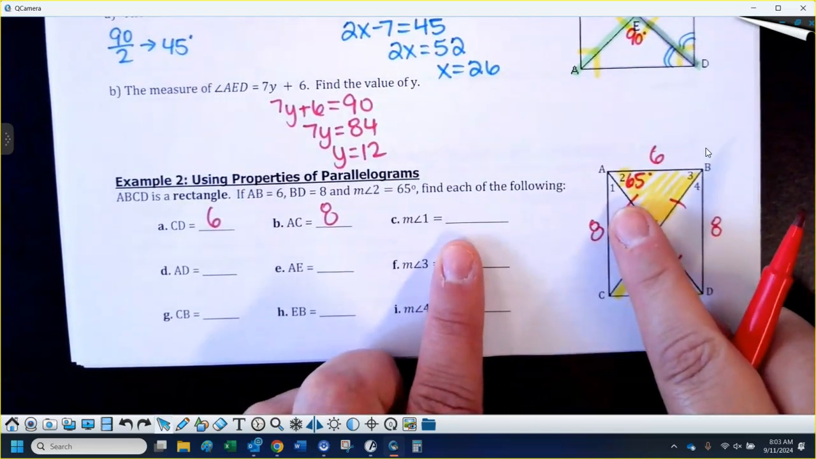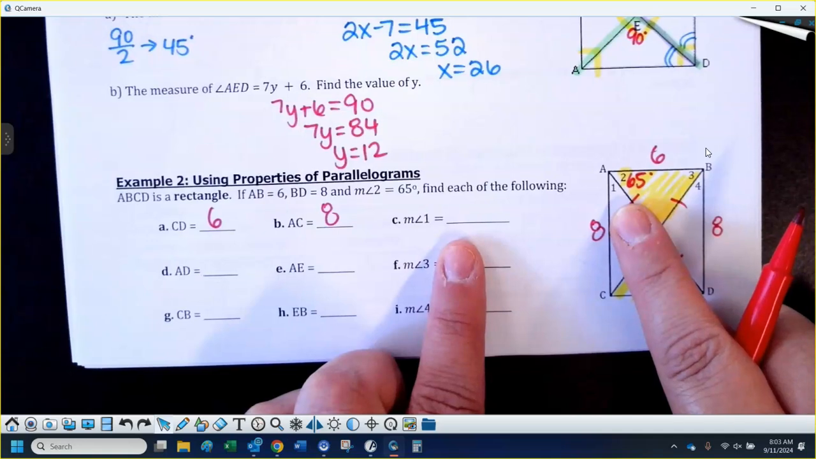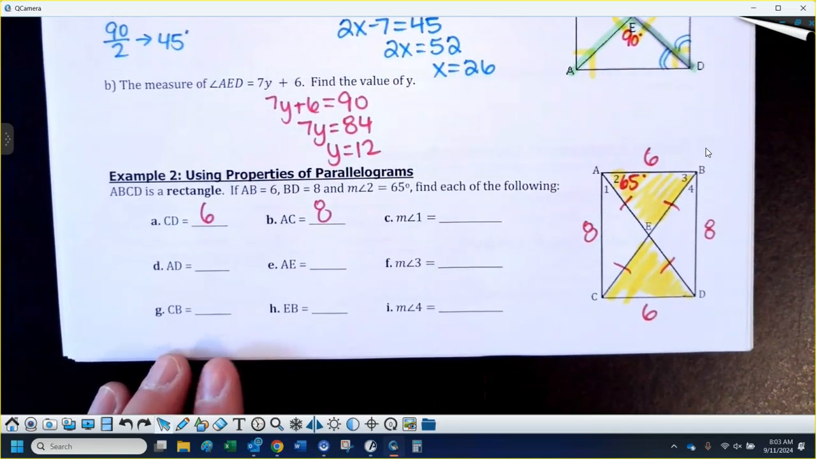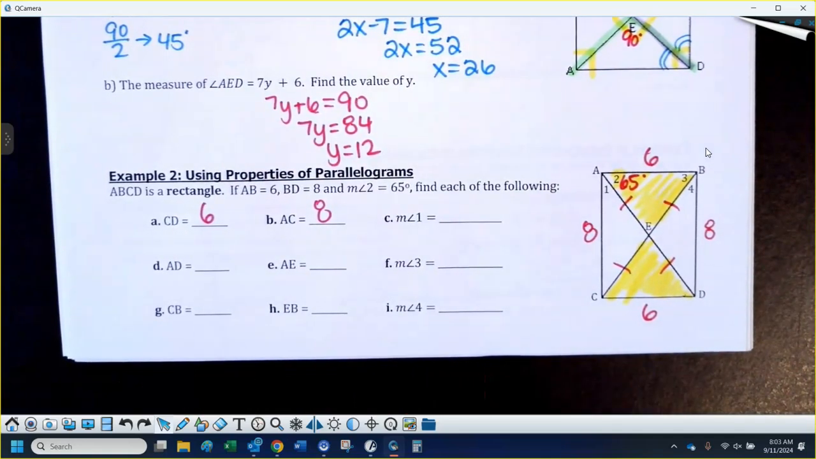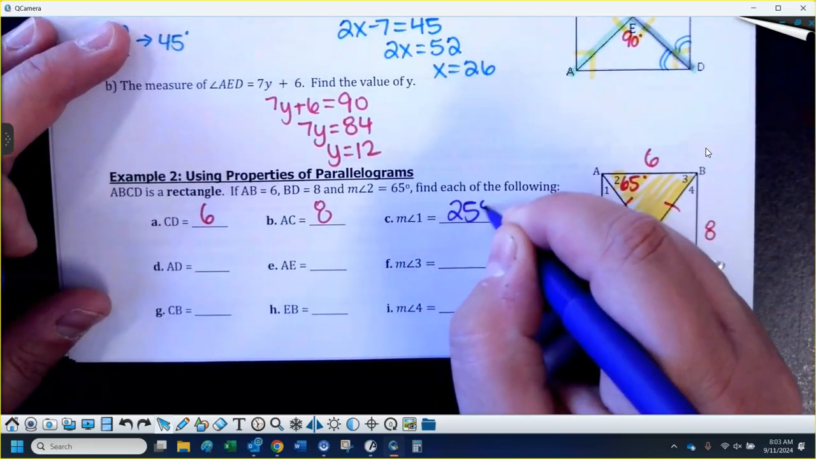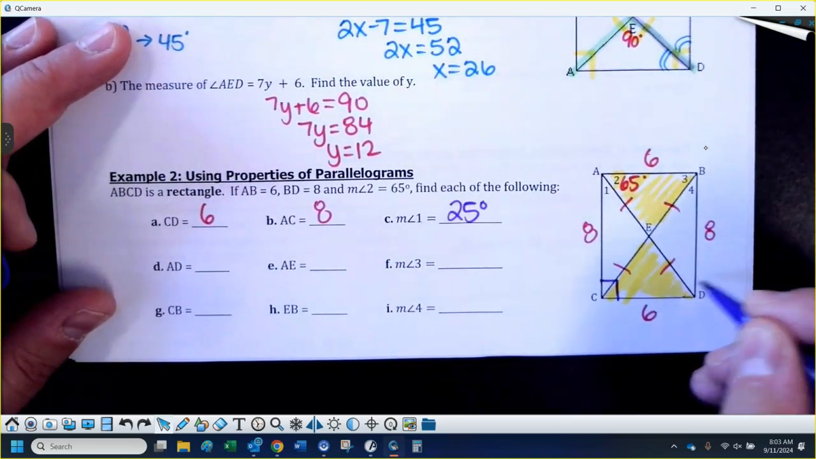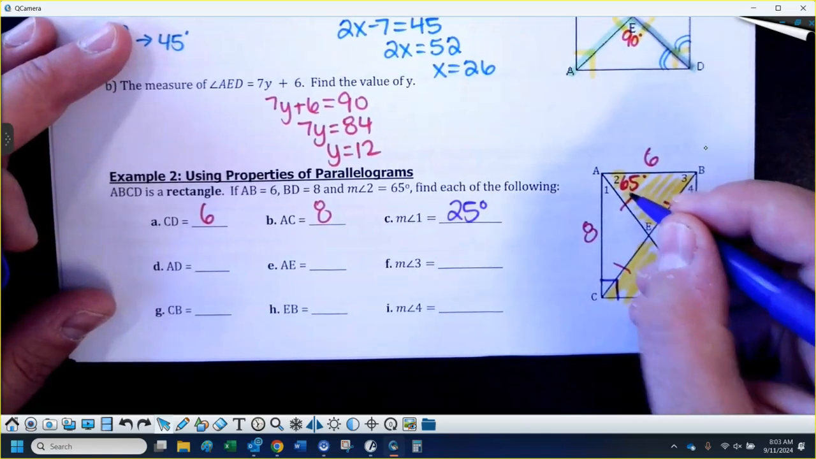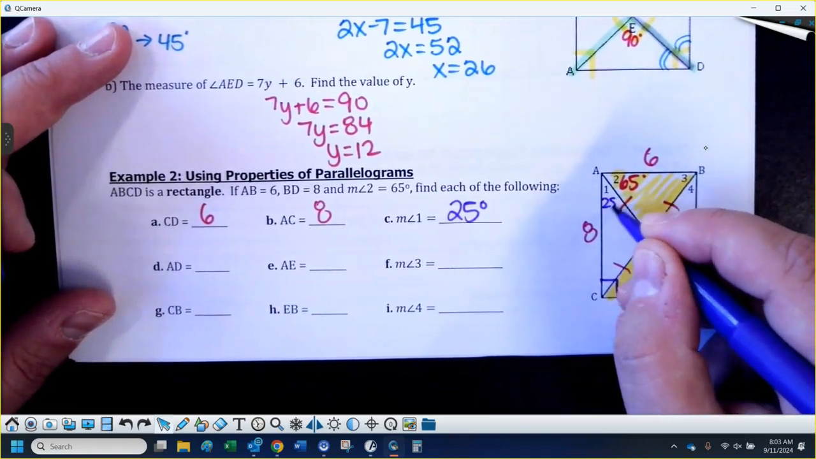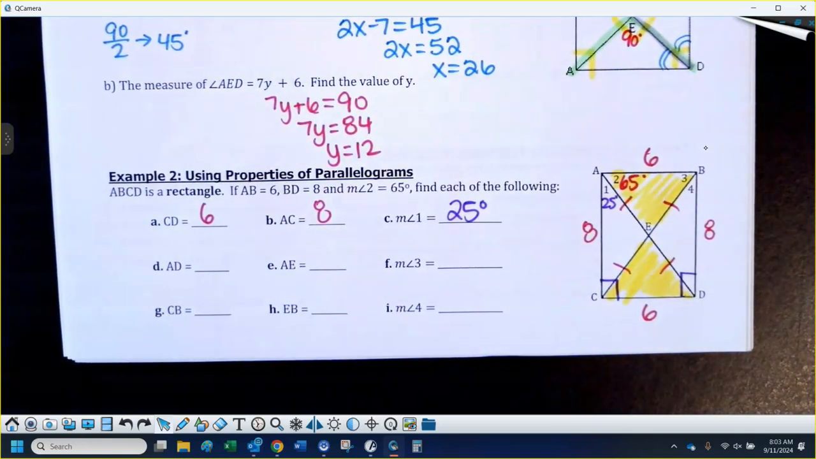Can anybody tell me how you'd figure out the measure of angle 1? Yeah. 90 minus 65. Exactly. 90 minus 65, which is going to give us 25. The corner has to add up to 90 degrees, the entire corner. So if you know angle 2 is 65, angle 1 has to be 25.